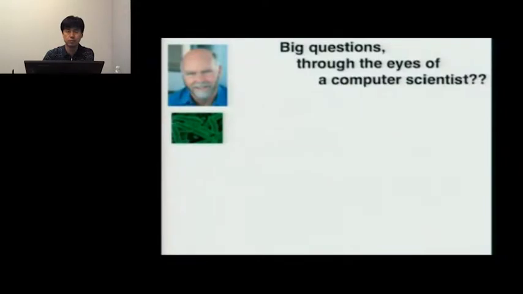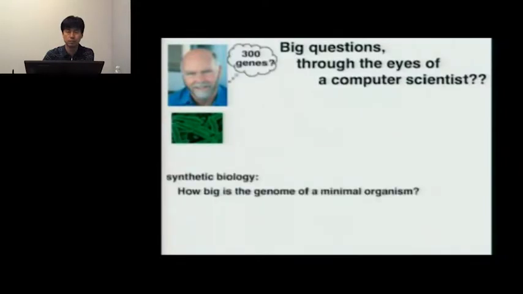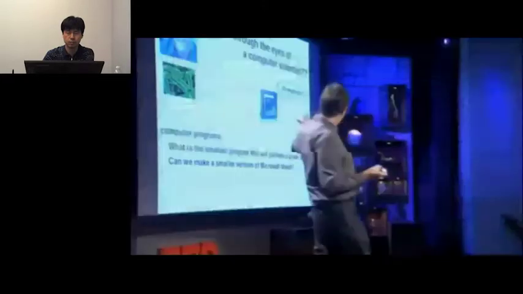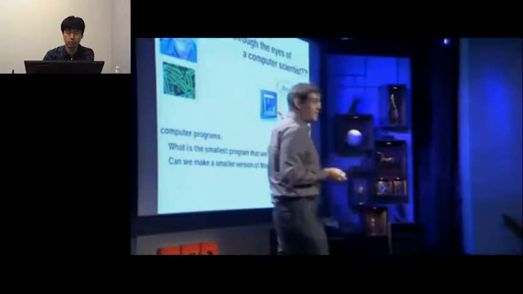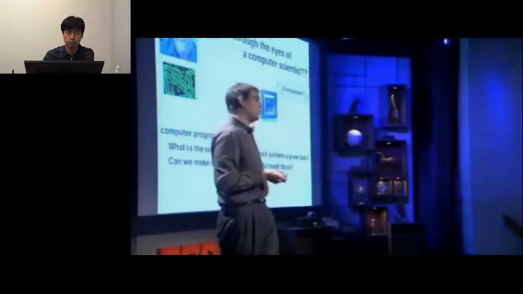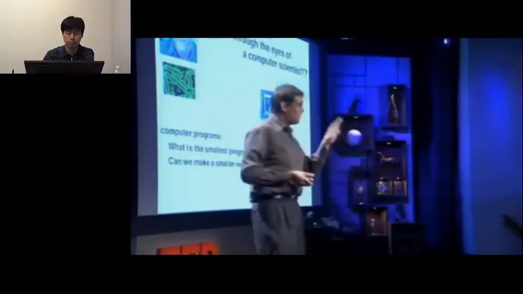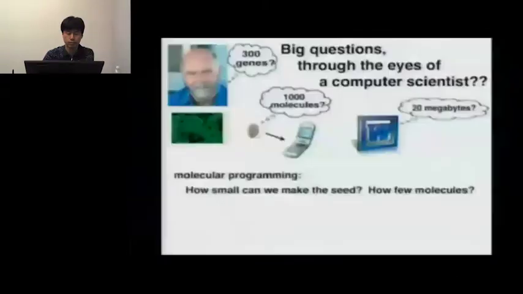One of them is Craig Venter's question. Turns out I think he's actually a computer scientist. He asks, how big is the minimal genome that'll give me a functioning microorganism? How few genes can I use? This is exactly analogous to the question, what's the smallest program I can write that'll act exactly like Microsoft Word? And just as he's writing genomes that'll work, we could write smaller programs that would do what Microsoft Word does. But for molecular programming, our question is, how many molecules do we need to put in that seed to get a cell phone? What's the smallest number we can get away with?